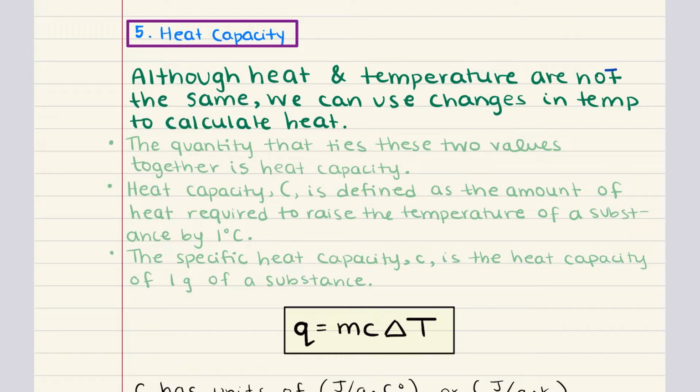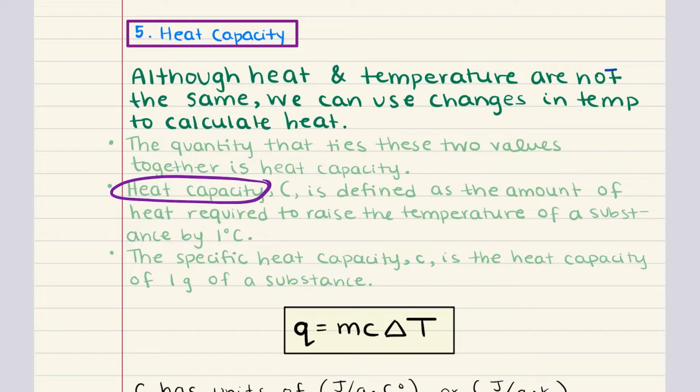Now, although heat and temperature are not the same, we can use the change in temperature to calculate heat. And the quantity that ties the two together is heat capacity. Now, heat capacity is defined as the amount of heat required to raise the temperature of a substance by 1 degree Celsius. Now, you might also hear the term specific heat capacity.